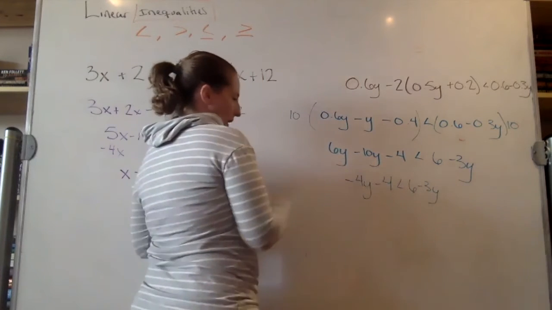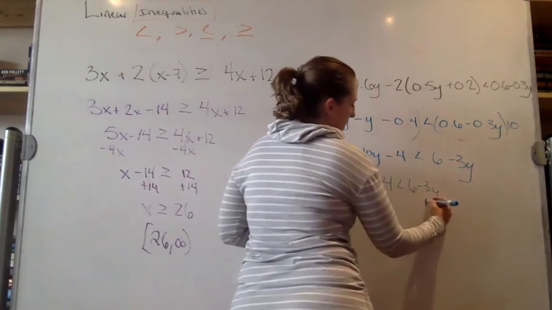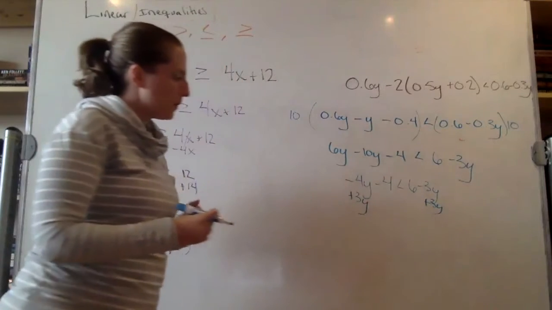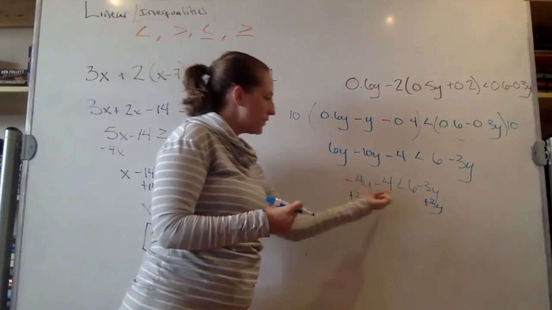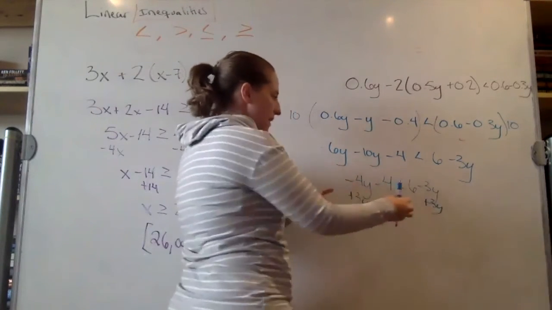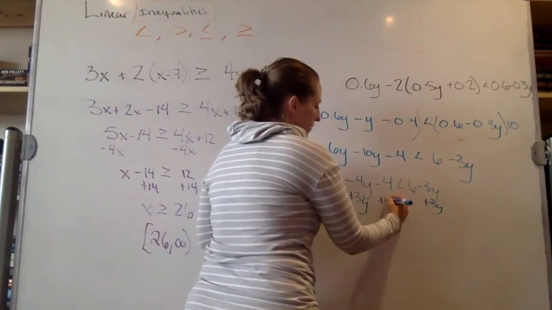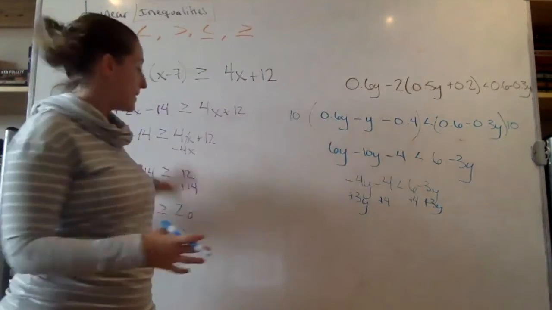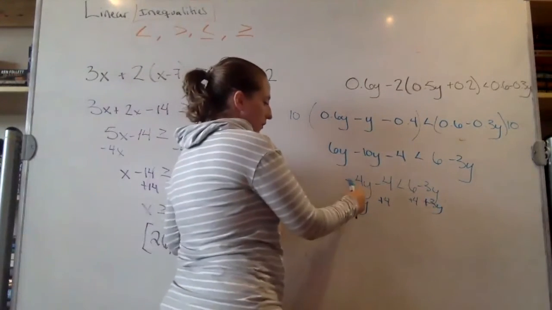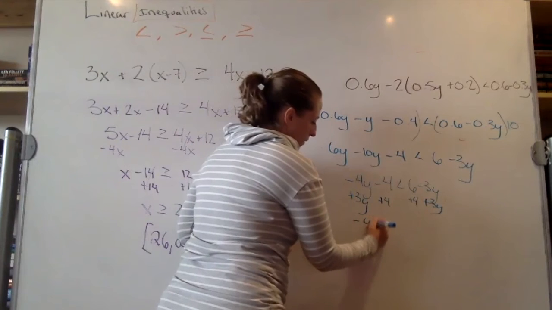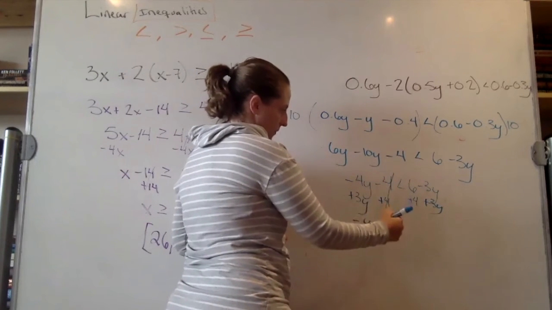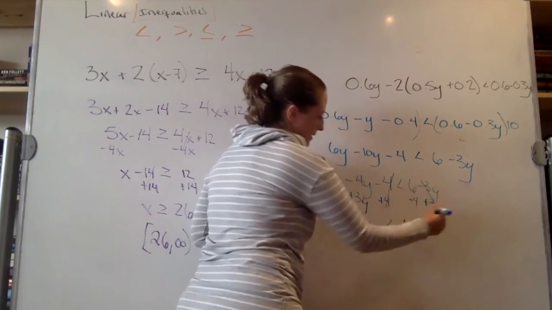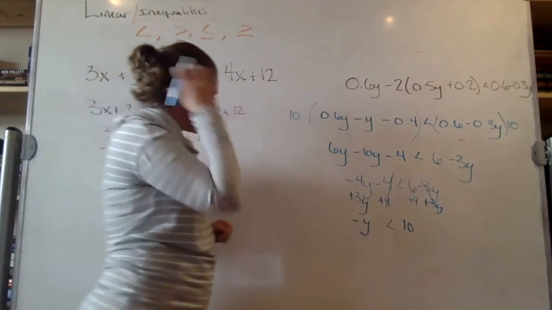I want to get all my y's on one side. I'm going to add 3y to both sides. I'm going to do two steps at once here. I want to get my y's over here, but I also want to get my terms without y over there. So at the same time as adding 3y to both sides, I'm also going to add 4 to both sides. If you don't like doing those two steps at the same time, that's fine. You can do them separately like we did over here. Negative 4y plus 3y is negative y. Negative 4 and positive 4 cancel. 6 plus 4 is 10. Negative 3y plus 3y cancels. So I'm left with negative y is less than 10.